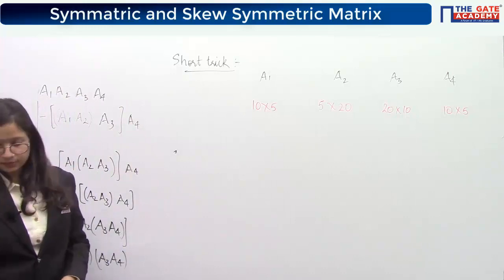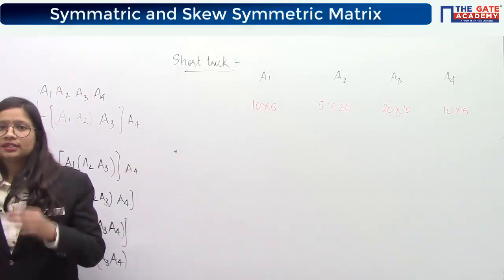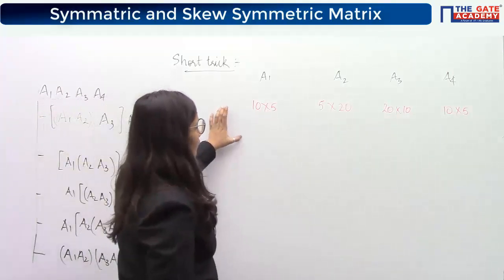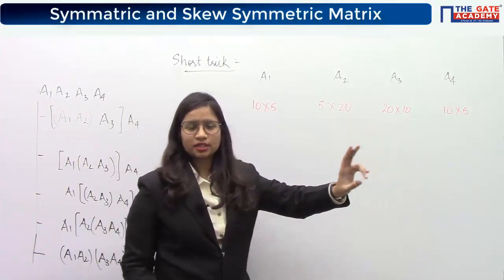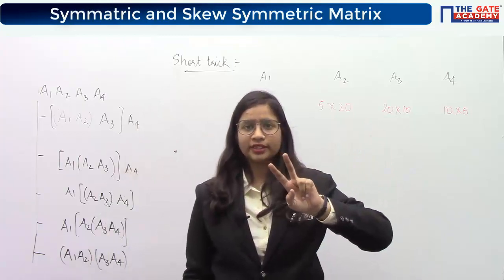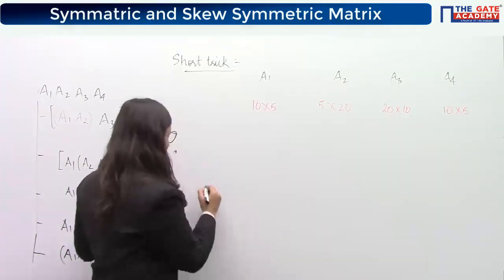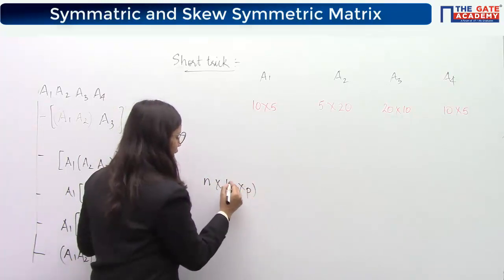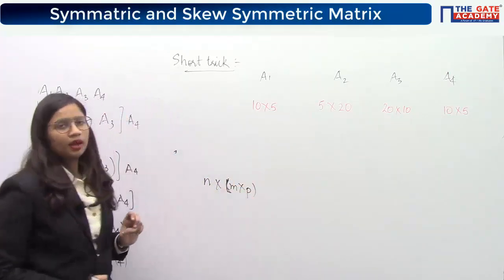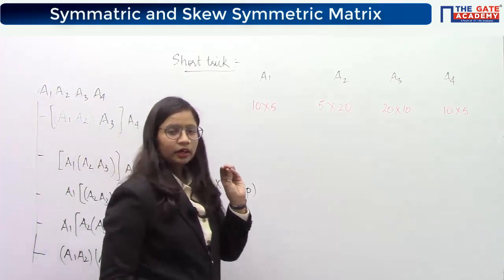Okay. So this has been given to you. Now the thing is, after writing down this order, we know that the number of multiplications required for the product of two matrices has a formula of n into m into p. We have already seen this. Okay. Now what will I apply?